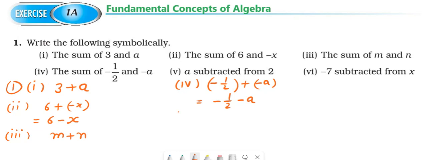Now fifth part, a subtracted from 2, it means 2 minus a. Now the sixth part, minus 7 subtracted from x. So x minus minus 7. So beta, it will become x plus 7.